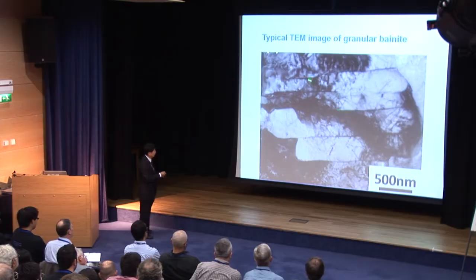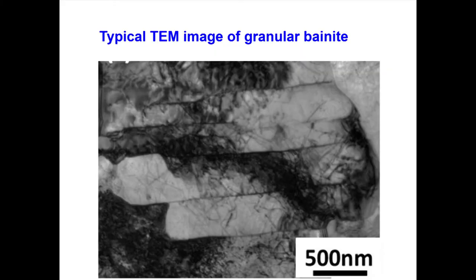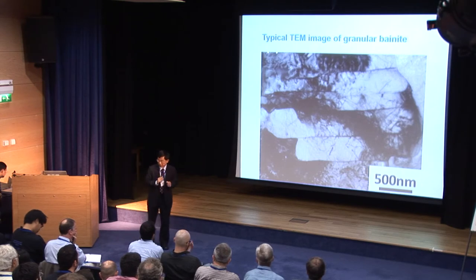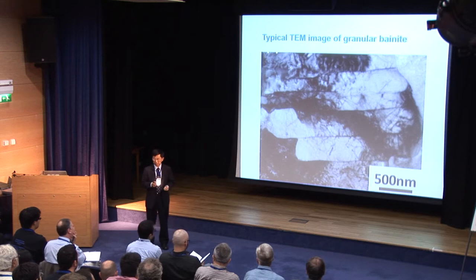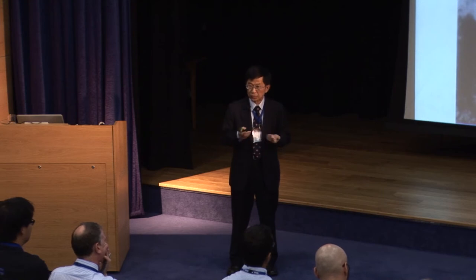So here we can see the subunit bainitic ferrite, with a thickness of about 200 nanometers. So it's so thin. And the subunits have the same orientation. So the coarse ferrite prey, in fact, is composed of ferrite subunits. And because the subunits have the same orientation, we couldn't distinguish the detail.